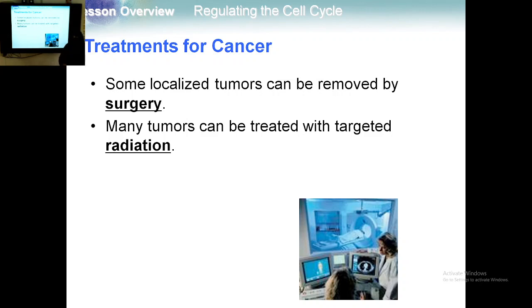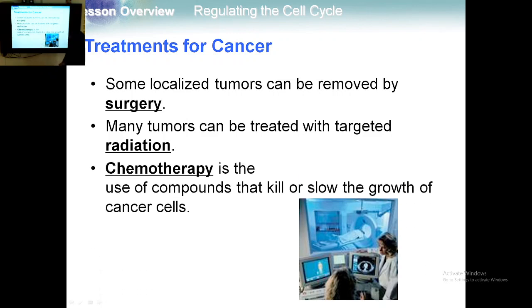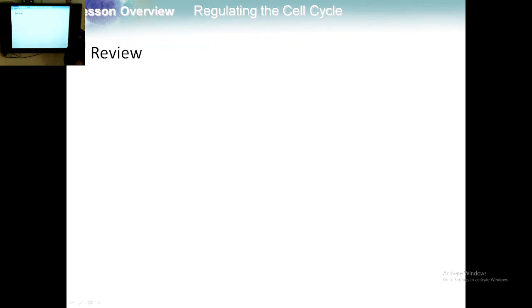For other tumors, we can use radiation, some types of radiation that will kill or at least inhibit the growth of the tumor. And chemotherapy, which is a medication used to kill or at least slow the growth of the cancerous cells. It is really hard for patients to have these treatments, but it will reduce the effect of the cancerous cells. Let's now make a review of our lecture.